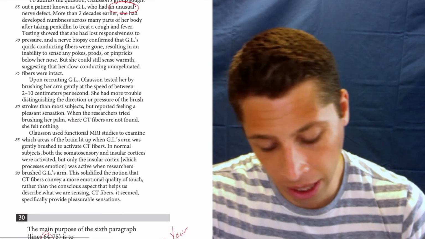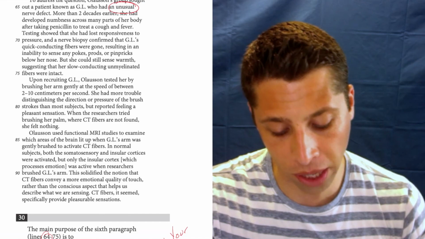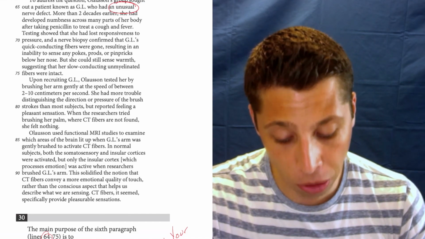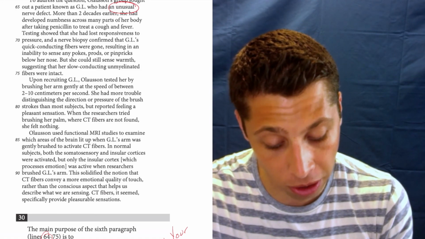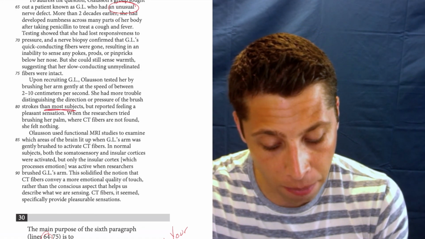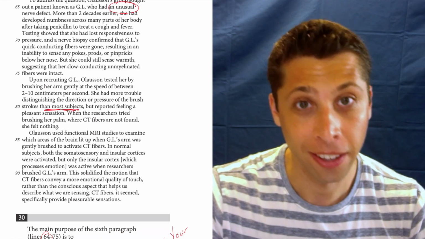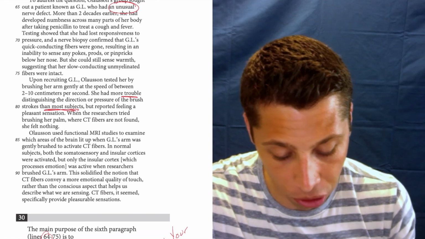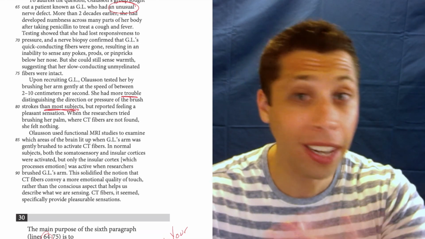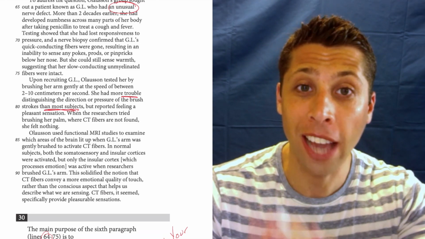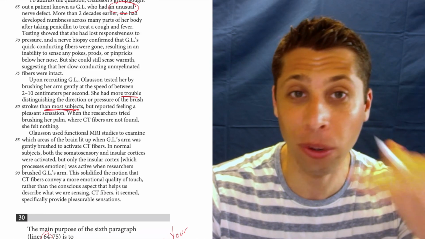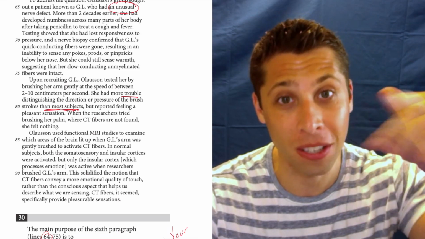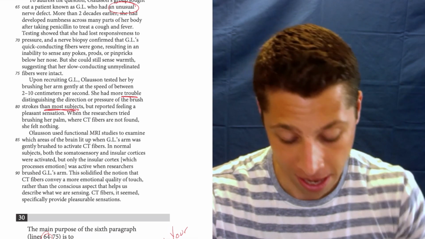Upon recruiting GL, Oleson tested her by brushing her arm gently at the speed of between 2 to 10 centimeters per second. She had more trouble distinguishing the direction or pressure of the brush than most subjects. Again, there it is. Comparing her to the subject. She had more trouble distinguishing the brushes. So I might not even want to focus on what she actually is different with here. I just want to focus on the fact that they're saying she's different. This is a line I might come back to once I look at the choices and start sorting through the science. So let's keep going.